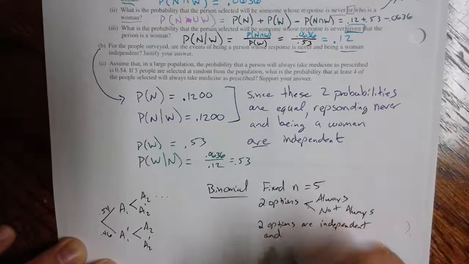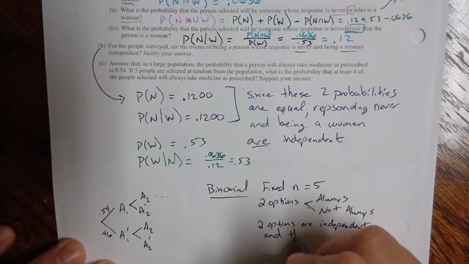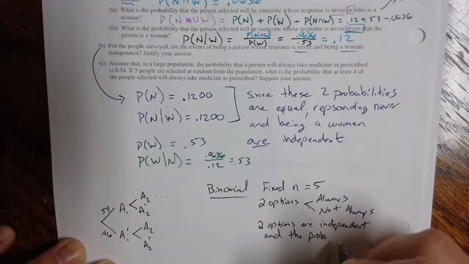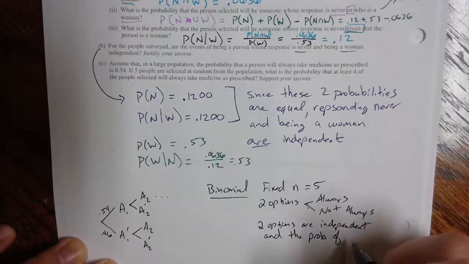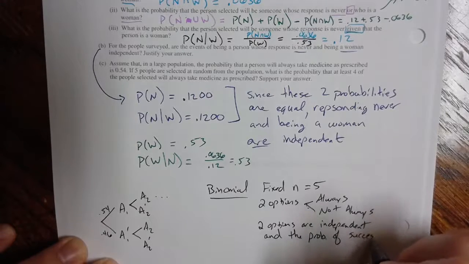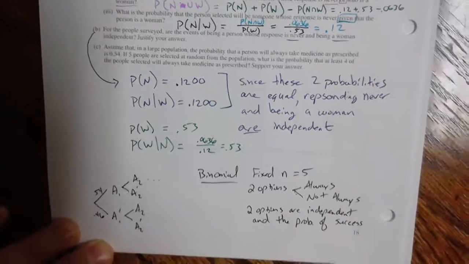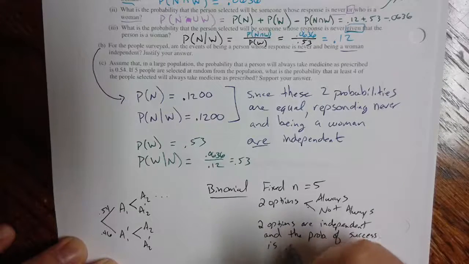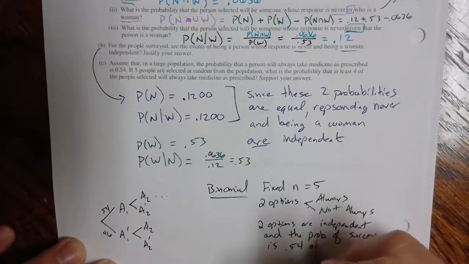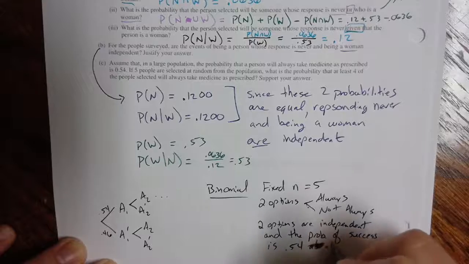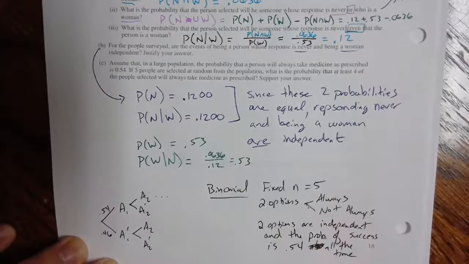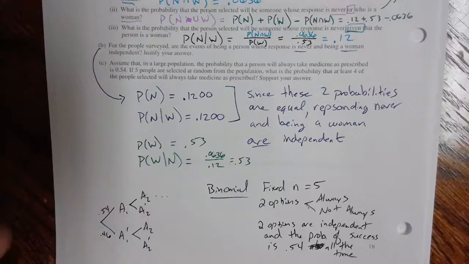And I'm even going to throw this part in here because this is important too. The probability of success is 0.54 all the time. So we can piece this together, and get a piece of paper here.